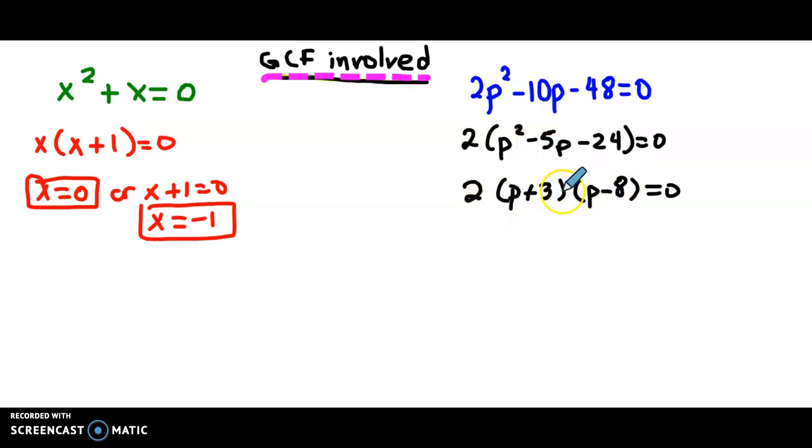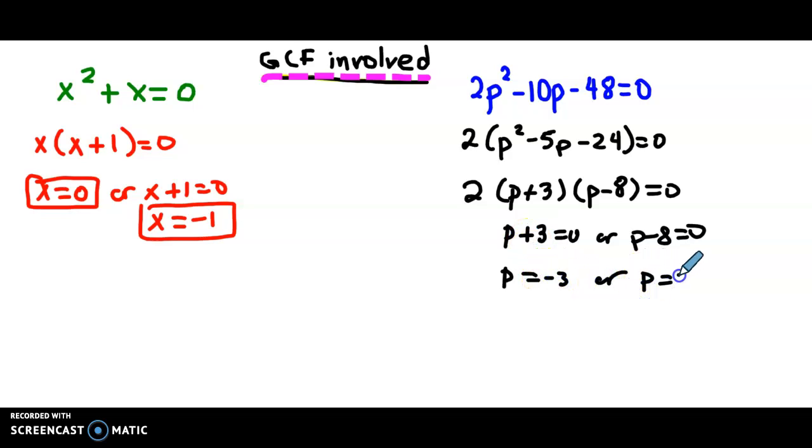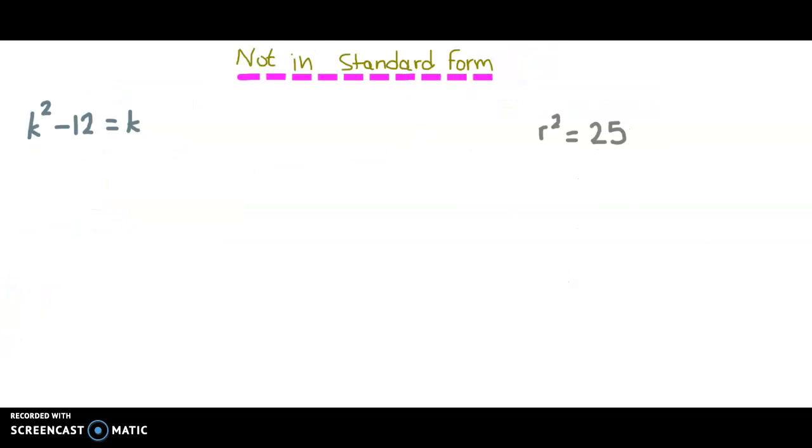All right, now be careful here. You have 3 factors equal 0, but 2 can never be equal to 0, so you don't have to worry about the 2. You're going to set these factors equal to 0. This is 0 or this is 0. And you're going to get the 2 solutions from these 2. If I subtract 3, here's one answer. If I add 8, here's the other answer. Again, I know I should be getting 2 solutions because of the square.